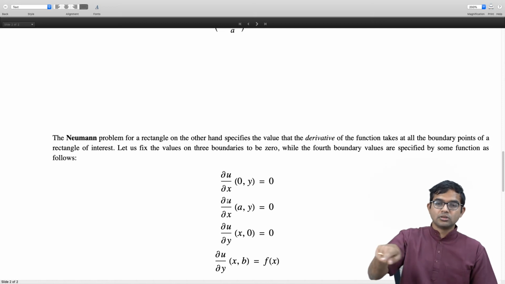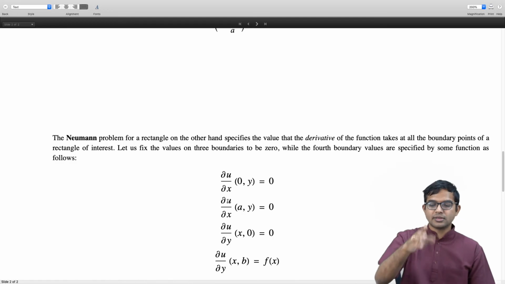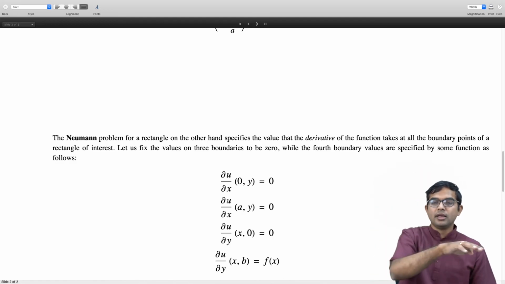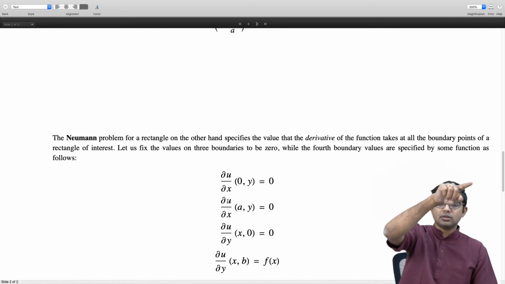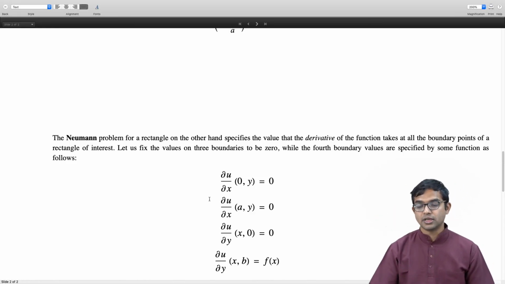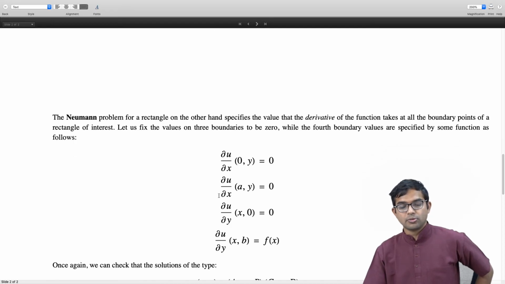So along the x-axis, we have this rectangle, and ∂u/∂y is taken to be 0. It's only in this stretch, ∂u/∂y for all x but at y equal to b, that is taken to be some function f of x. So this would be a Neumann problem.